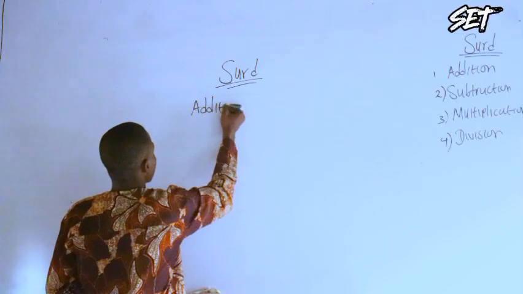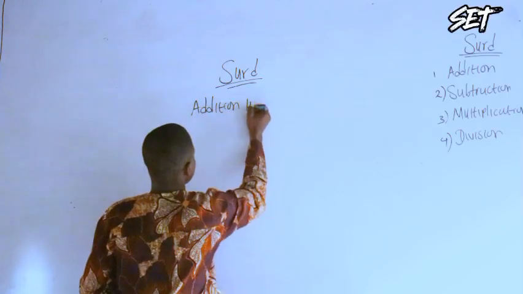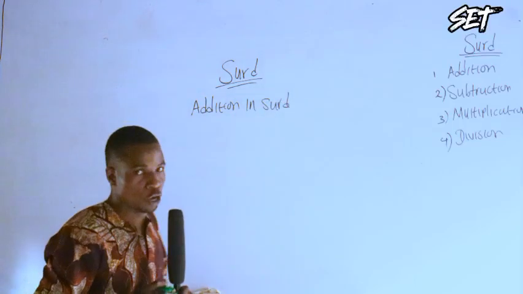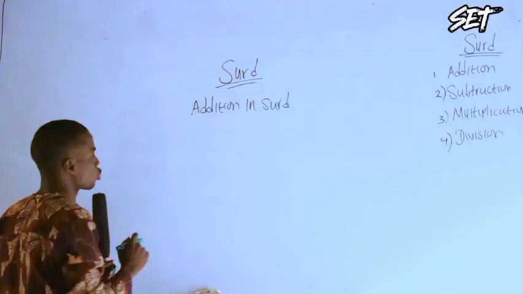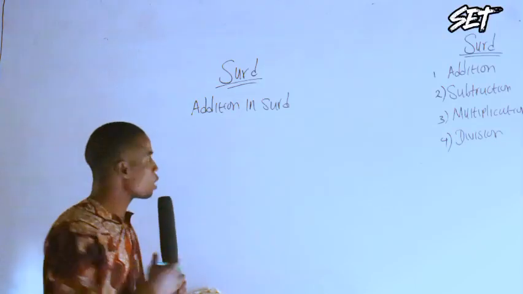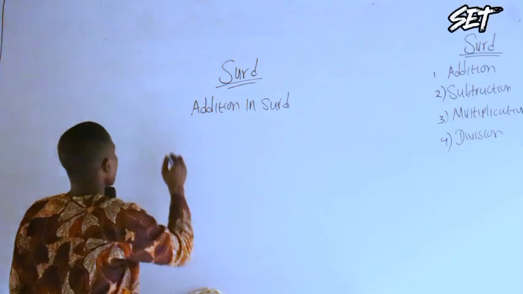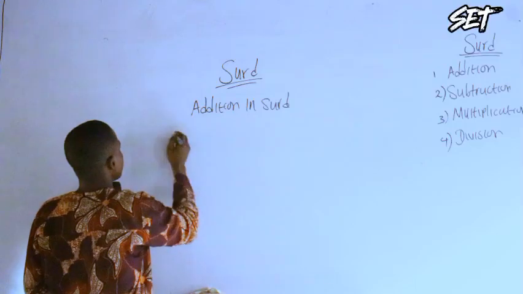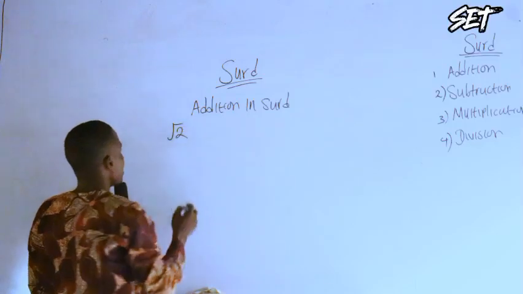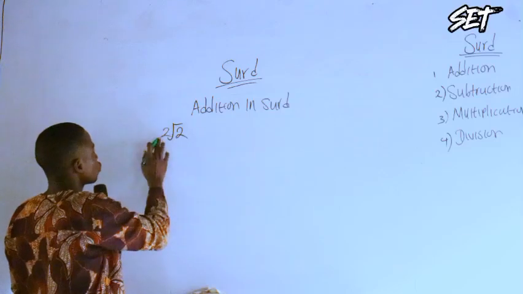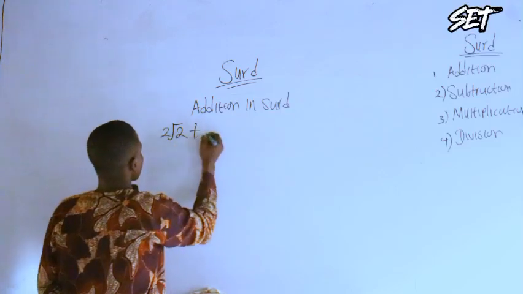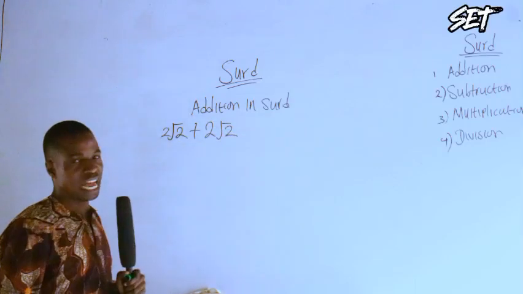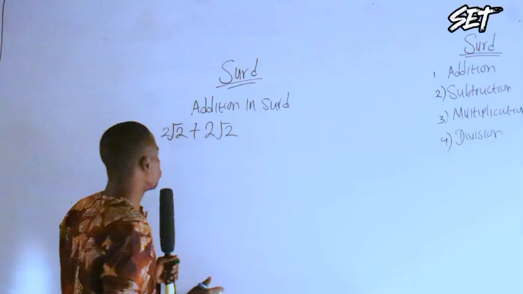Addition in SURD. Now, what do we mean by addition in SURD? There is a way of doing addition in SURD. When we have root 2 plus 2 root 2, how can we do this one? This is addition. What do we do?